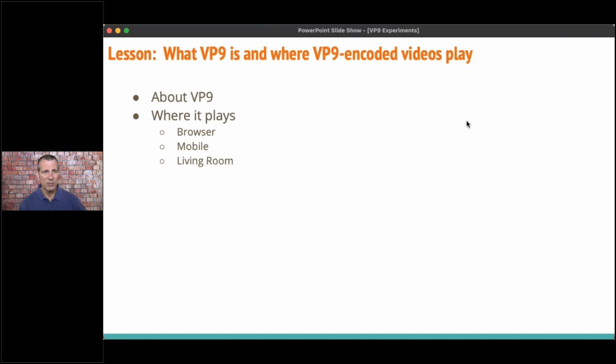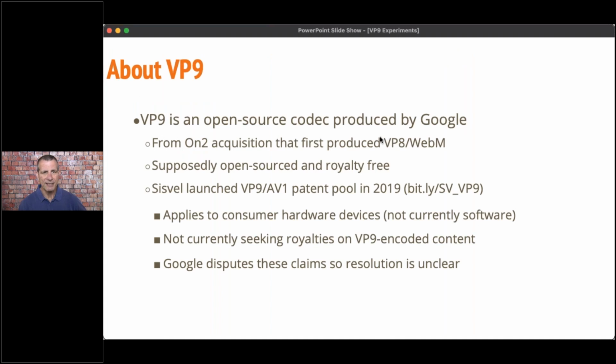Let's jump into lesson 1. So what VP9 is and where VP9 encoded videos play. A little bit about VP9. It's an open source codec that's produced by Google. It came from the On2 acquisition that first produced VP8 and WebM. It's supposedly open source and royalty free, but Sisvel launched a VP9 and an AV1 patent pool in 2019. You can read all about that at that bit.ly link.